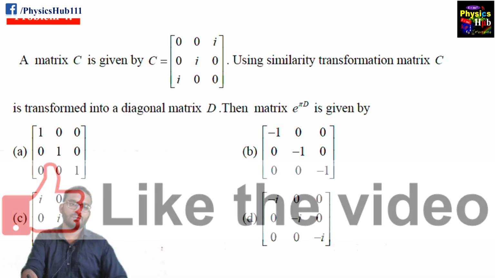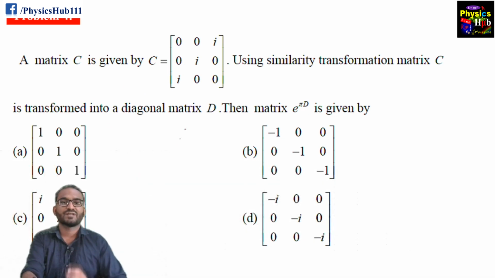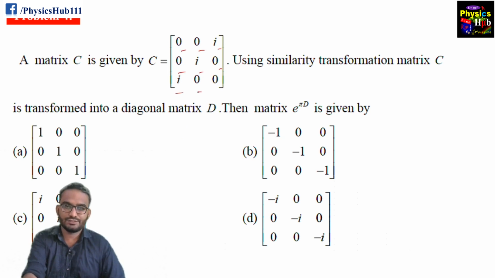Now let's discuss problem number 4. This problem reads like this: a matrix C is given by 0, 0, i; 0, i, 0; i, 0, 0.